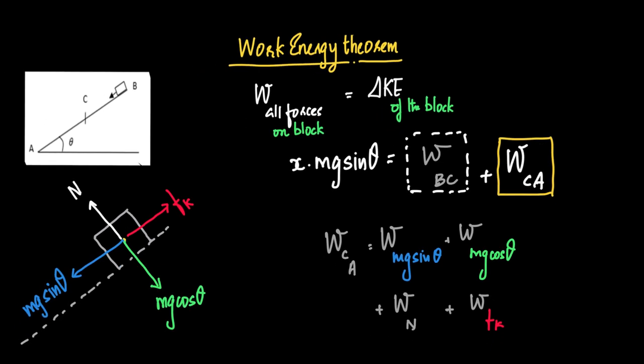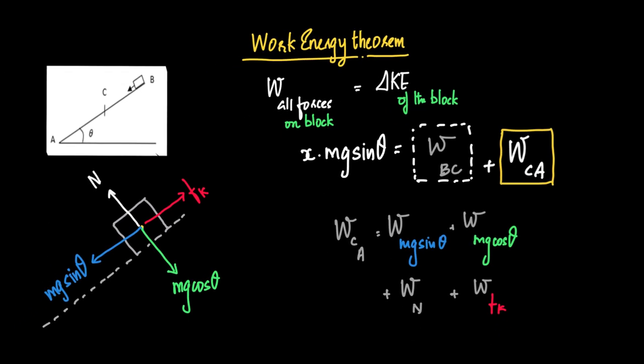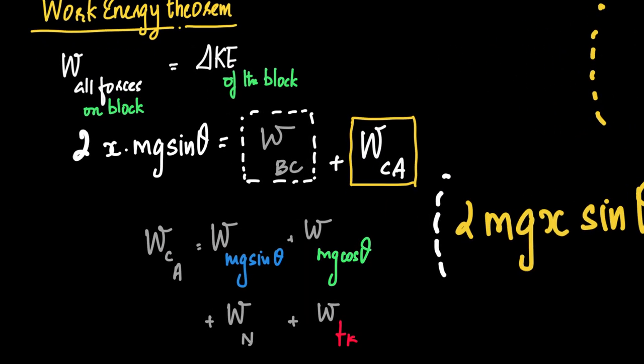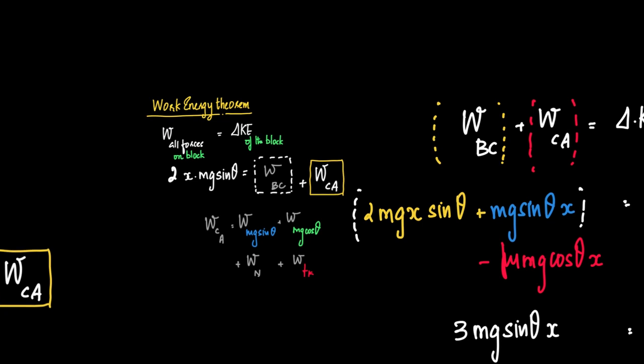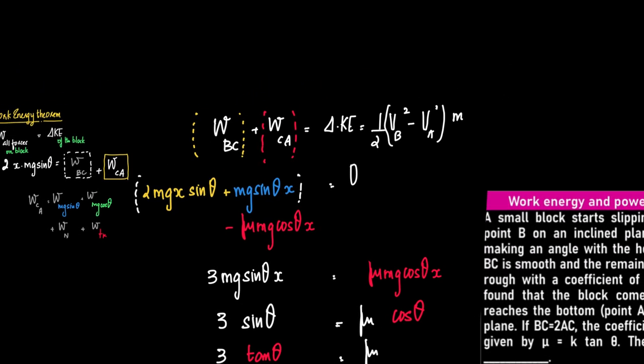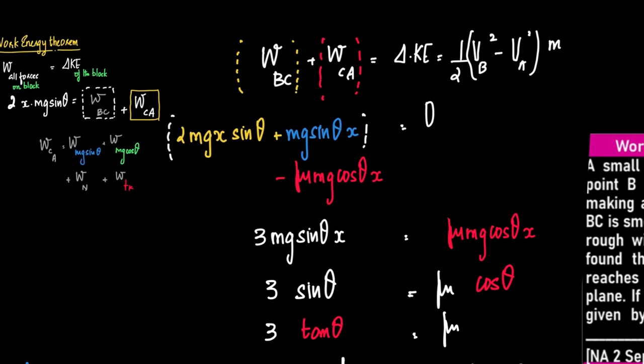And we can now say that mg cos theta and normal reaction don't appear here. Only two forces appear, which are mg sin theta and friction. And once we have this, okay, wait, is there a mistake here? Yeah, okay.